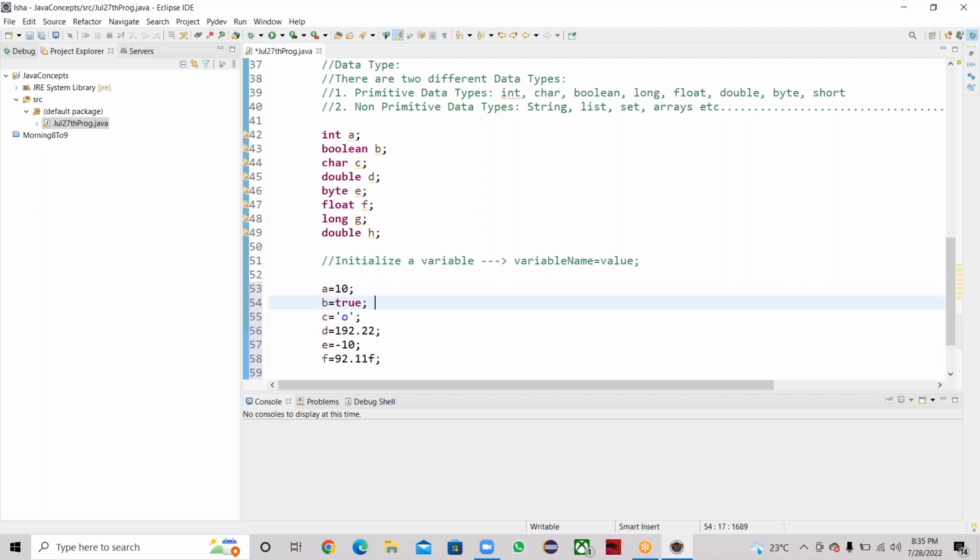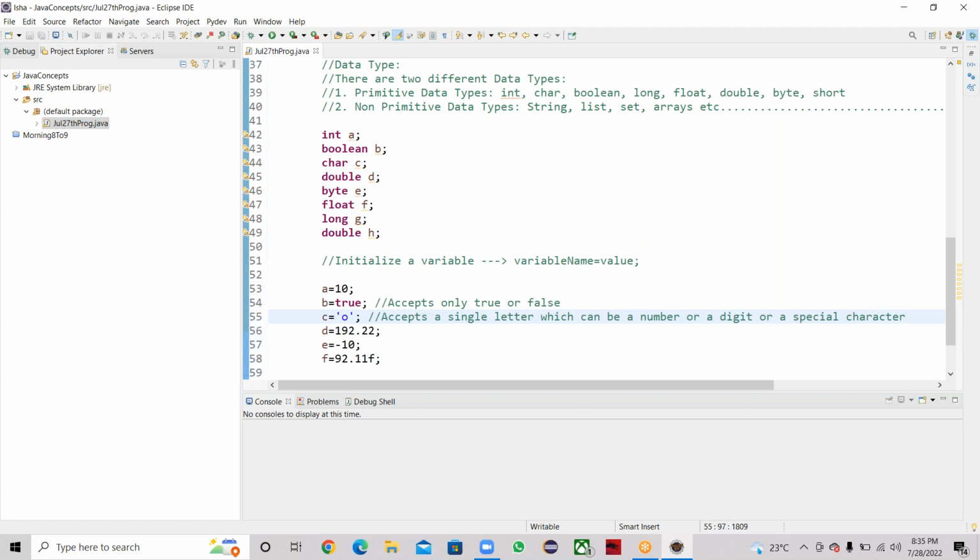Yes. So Boolean means it accepts only true or false. Character means it accepts a single letter, which can be a number or a digit or a special character. Clear? Clear everyone? Ruchika, Haripriya.